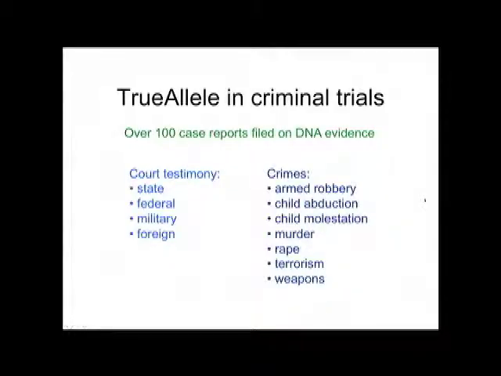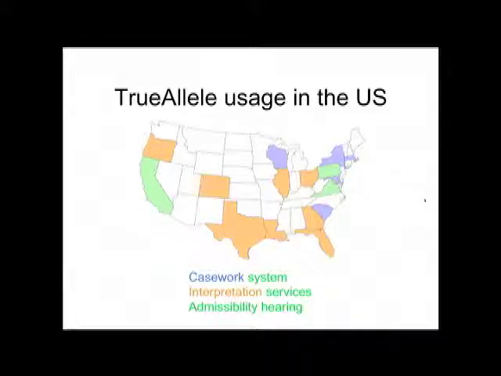So that's one example of a criminal trial that TrueAllele was used in. TrueAllele has been reported in over 100 case reports filed on DNA evidence, typically complex mixtures. I and others have given court testimony in state court, federal court, military court-martial, and in foreign courts for crimes that tend to be serious crimes that are violent: armed robbery, child abduction, child molestation, murder, rape, terrorism, weapons possession, and so on.